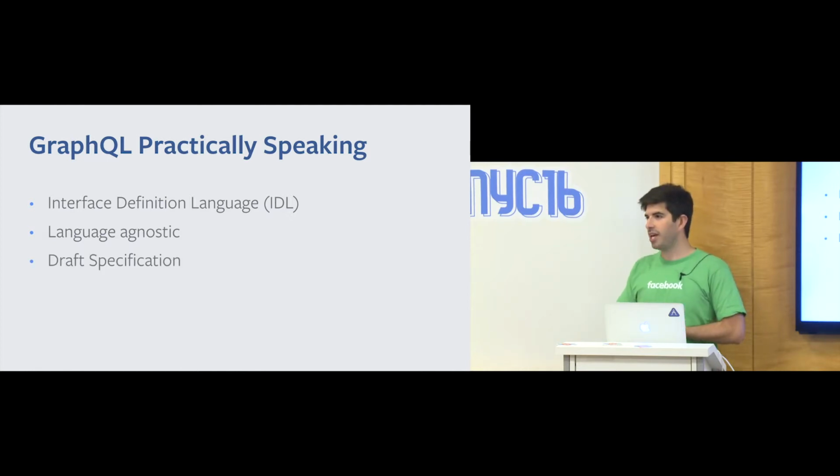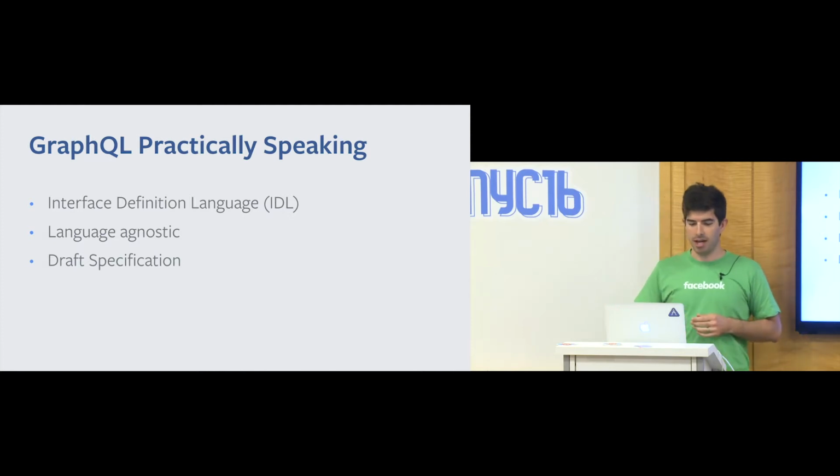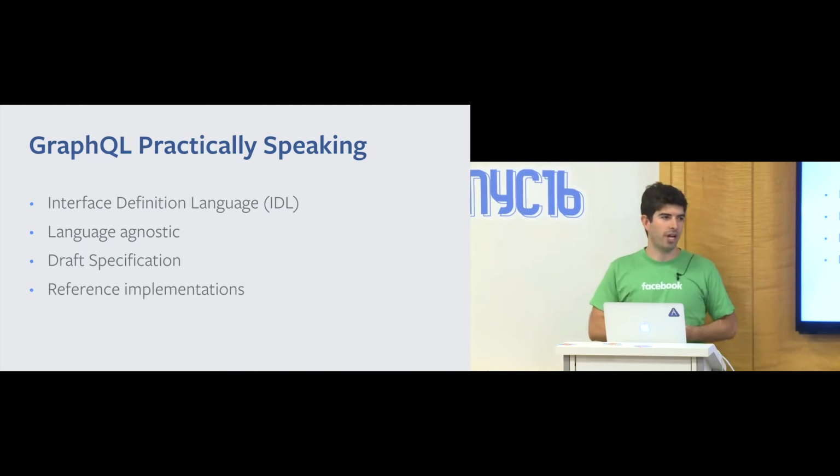There's a draft specification out for comment. I think we just exited technical preview. So if you love white papers as much as I do, it's out there. There's reference implementations. Right now, the major one is in JavaScript, open source from Facebook, and that is spec compliant. And there are tools, both open sourced from Facebook and also built by the community around the GraphQL ecosystem.